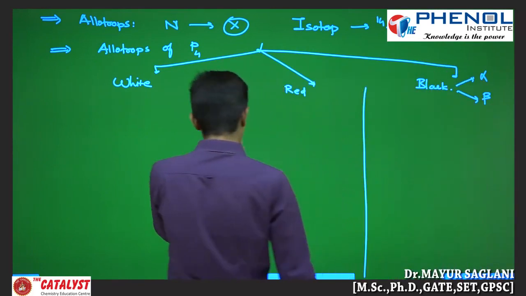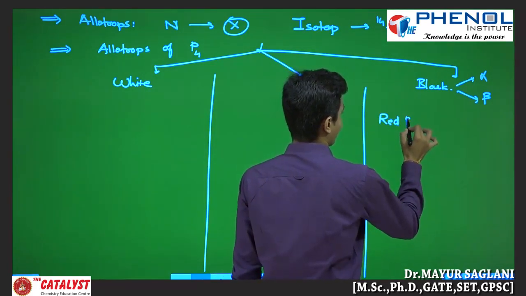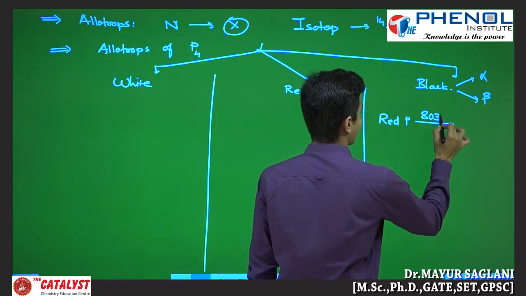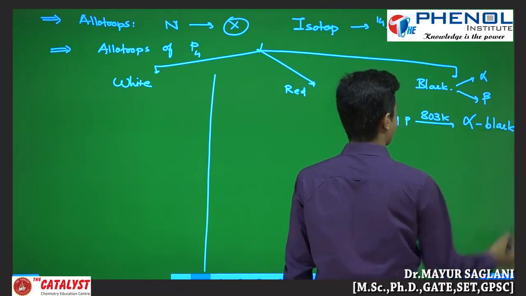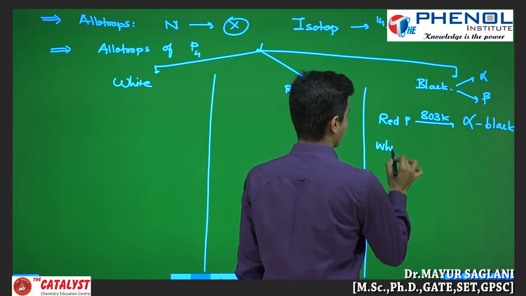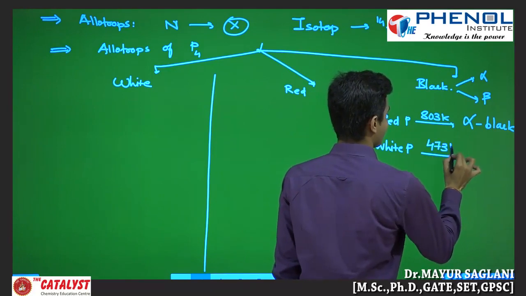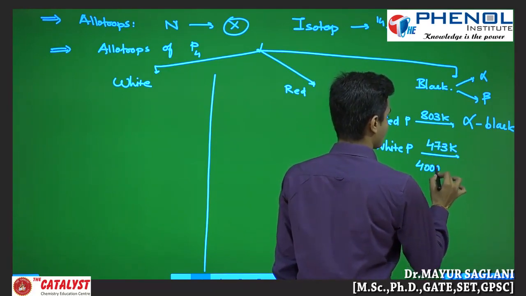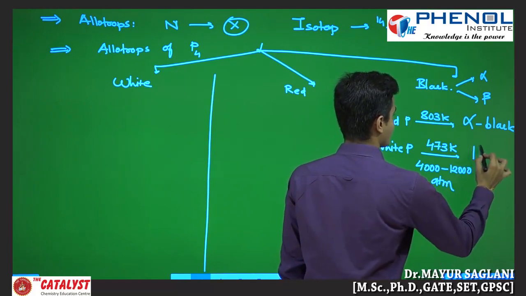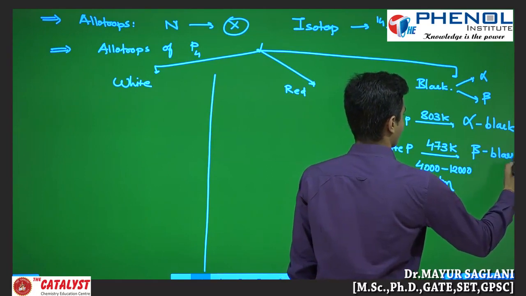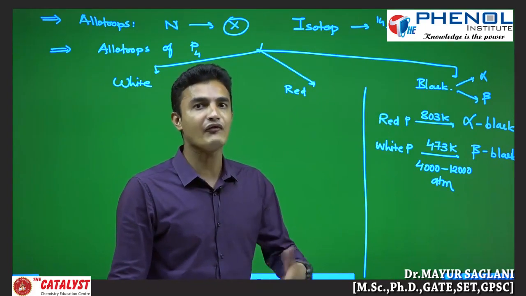If you see the preparation, from red phosphorus, if you heat it at 803 Kelvin, it will be converted into alpha black phosphorus. Likewise, if you take white phosphorus and heat it at 473 Kelvin at 4000 to 12,000 atmospheric pressure, then it will be converted into beta black phosphorus. Now this beta black is more important because it resembles graphite-like properties.